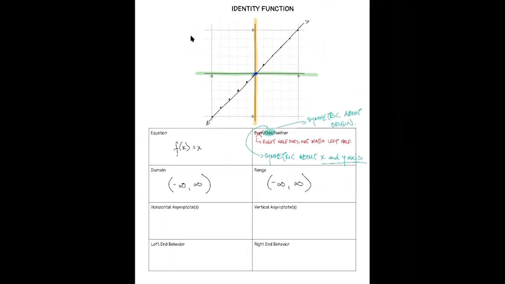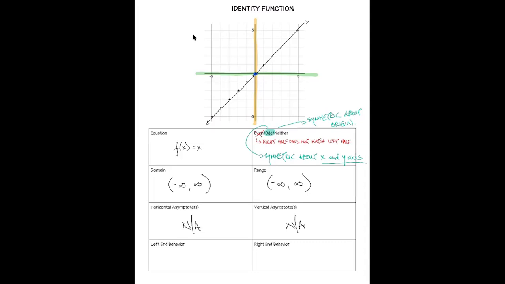All right, now let's look at this. Are there any horizontal asymptotes? Like, does the curve flatten out at any point? No. Are there any vertical asymptotes? Does it go straight up at any point or straight down? No. I included those here because some of the functions we're going to look at have horizontal and vertical asymptotes, but this one we can say is not applicable, or NA. So there are no horizontal and vertical asymptotes for our identity function.